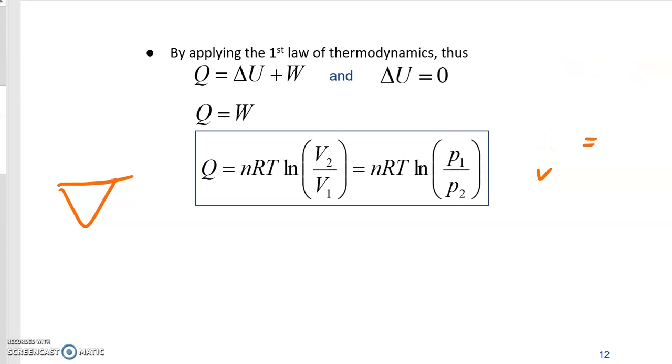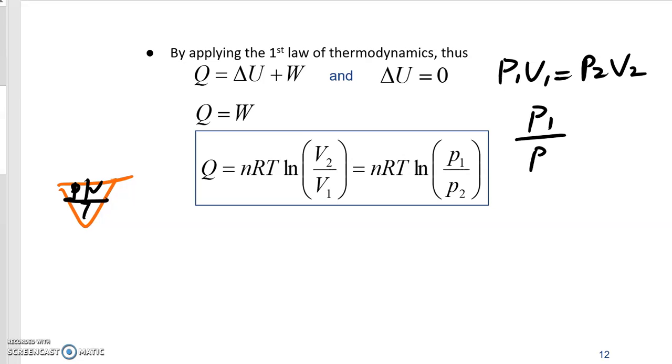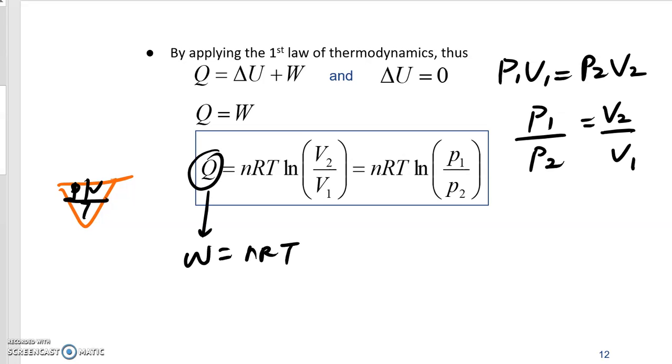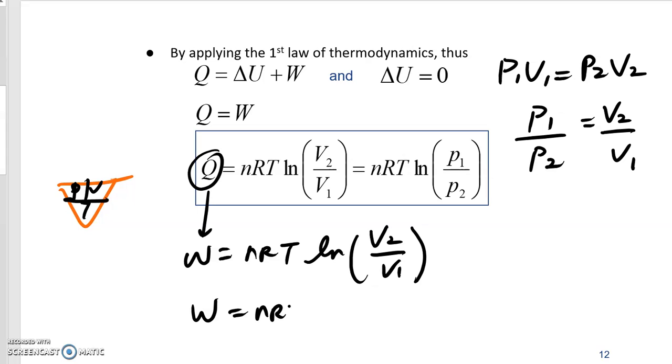We have the ideal gas relation PV over T, so P1 V1 equals P2 V2. So P1 over P2 equals V2 over V1. That's why we have W, which is work done, equal to nRT ln V2 over V1, or we can have W equal to nRT ln V1 over V2, depending on the question given.